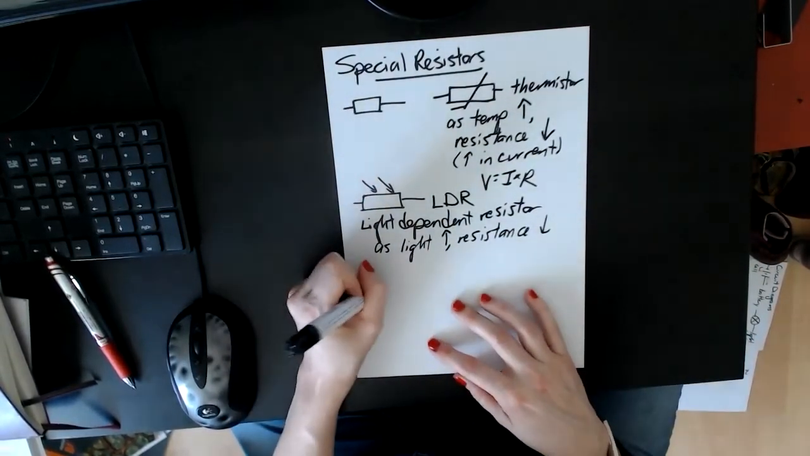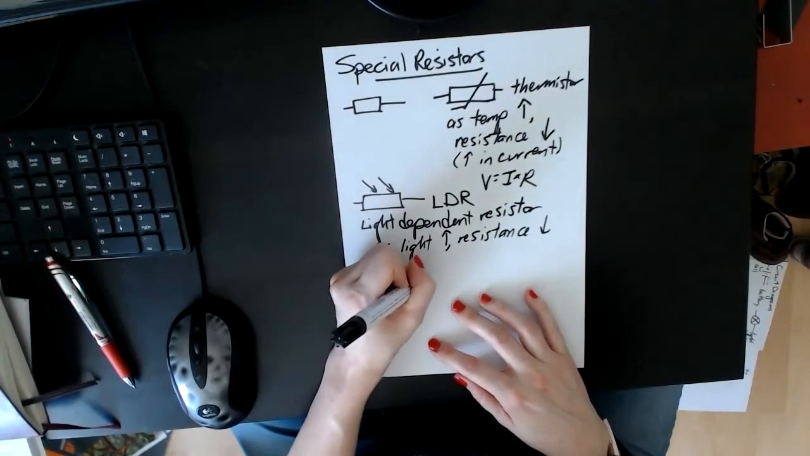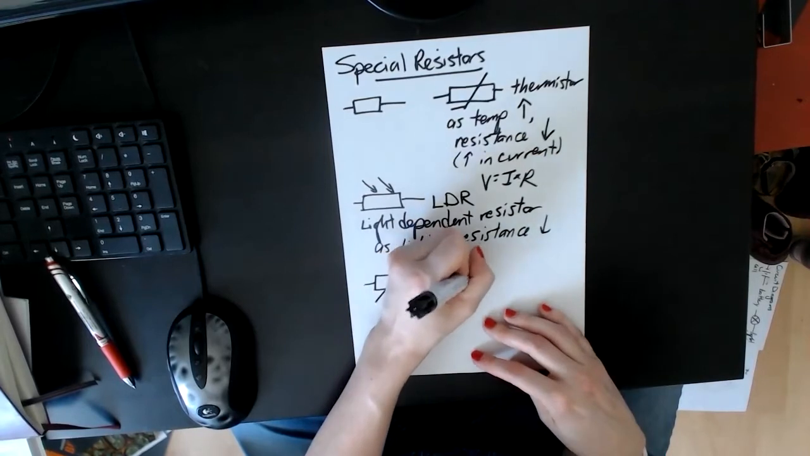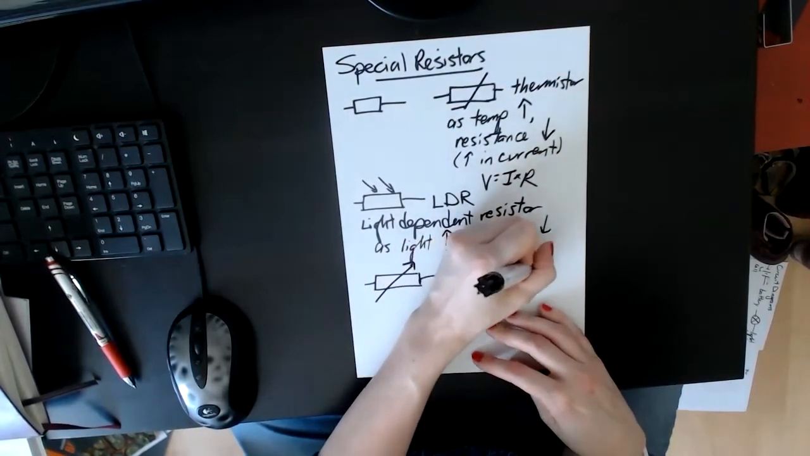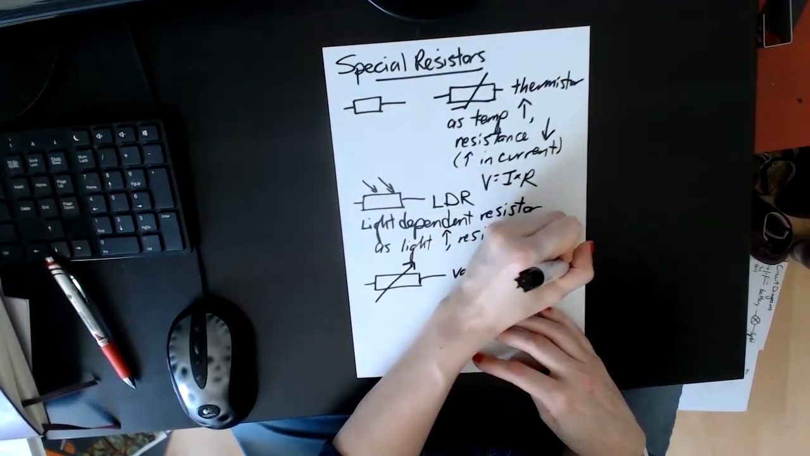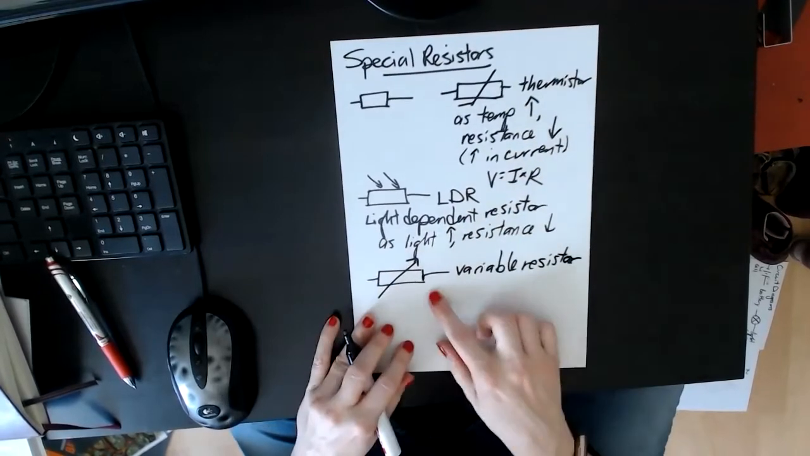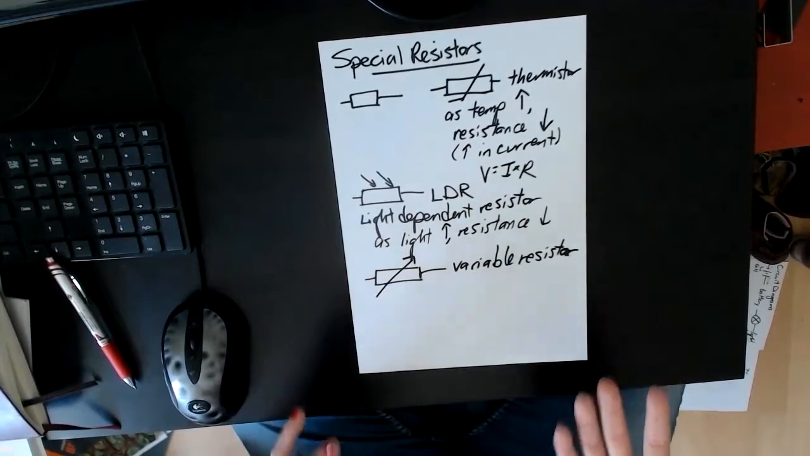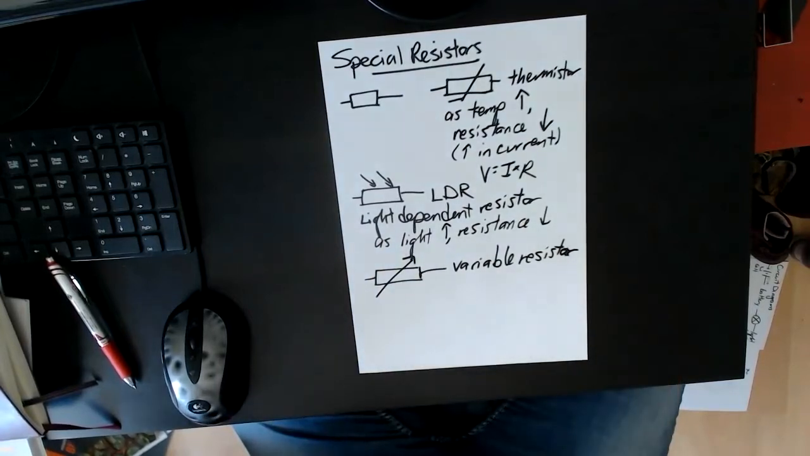Okay, then there's one that has an arrow through it. This is a variable resistor. And what that allows you to do is simply vary the resistance. So this is very useful if you're setting up an experiment and you want to look at how changing current affects voltage or vice versa, or you want to change the amount of voltage that is present within your system.